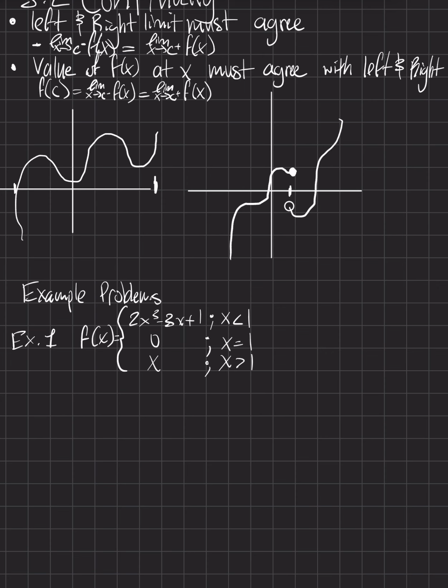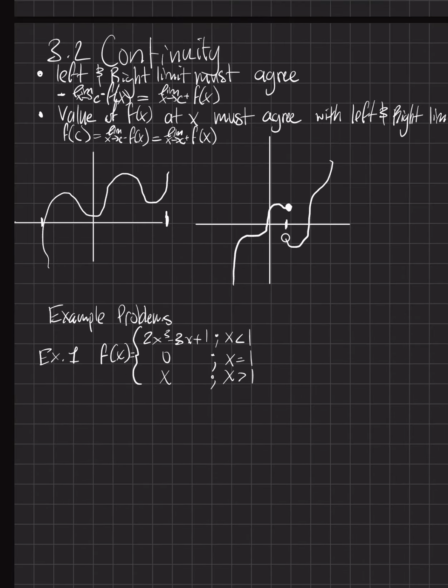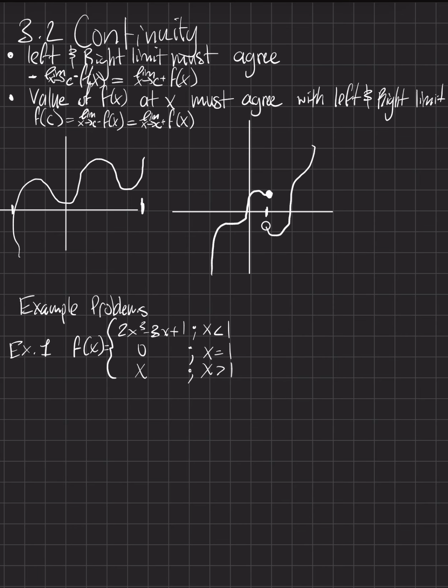So when x is less than 1, your function is going to behave like a cubic function, right? When you're at 1, it's just going to be 0. And when you're greater than 1, it's just going to behave like f of x equaling x, which is just a line. So what we now need to do here is what we talked about before. We need to check our left and right limit first.